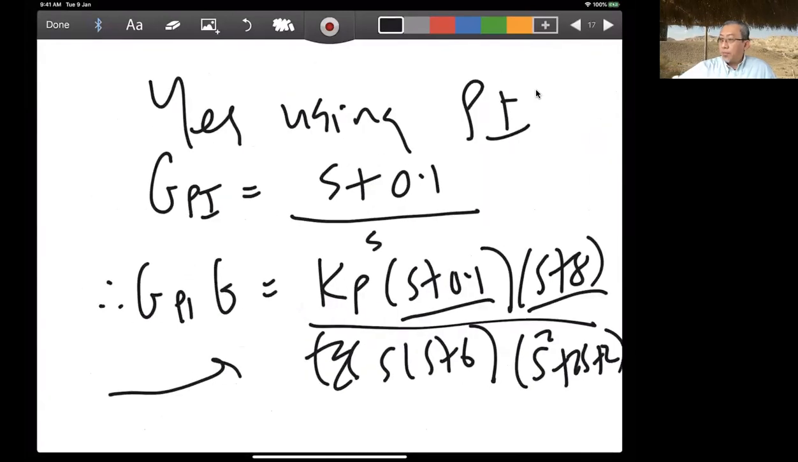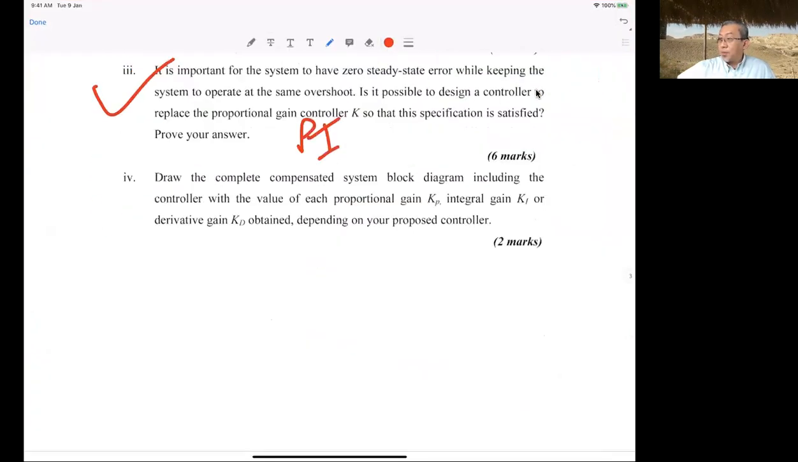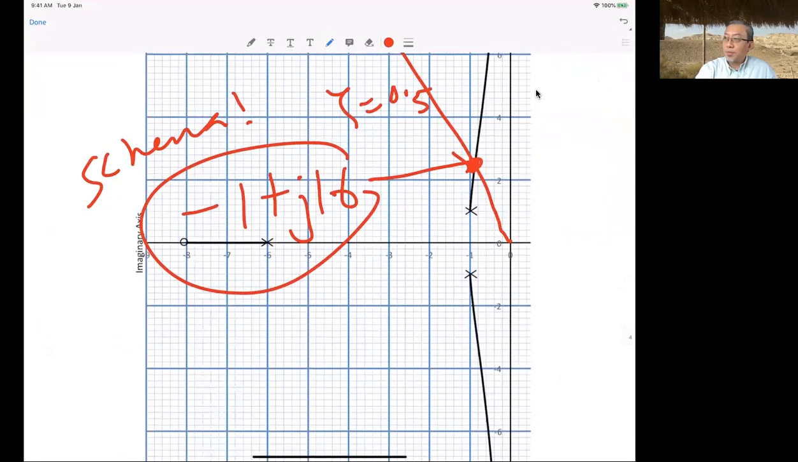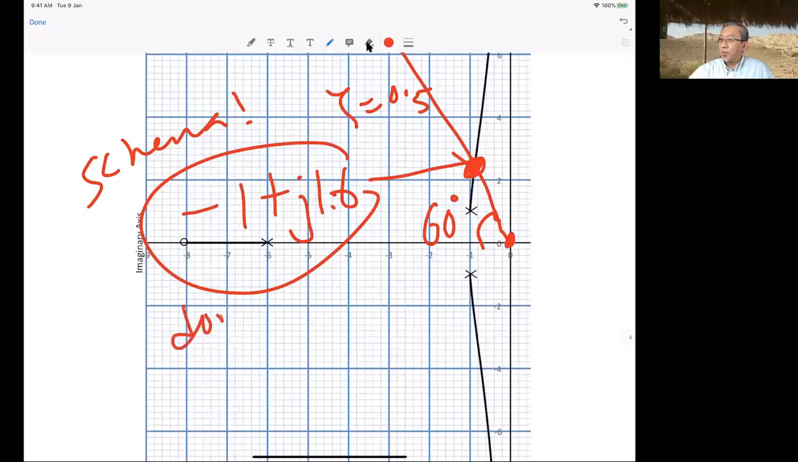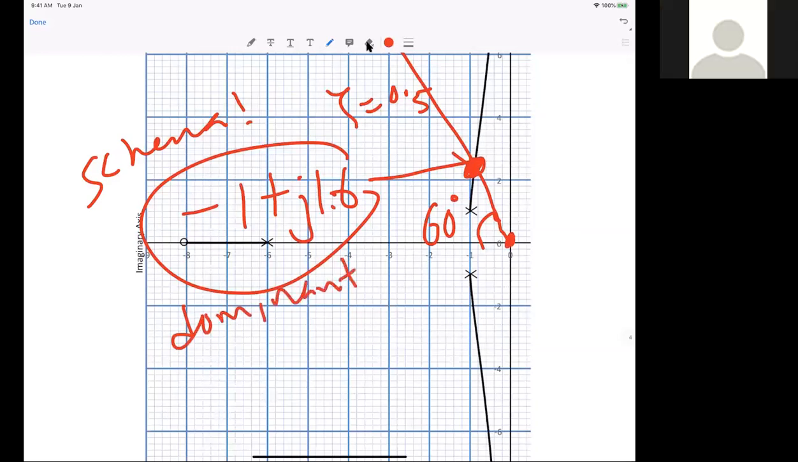Oh, that is in the graph. Okay, this one. So you have to find the 60 degrees, then draw the straight line from the origin. Okay, 60 degrees, then we will cross here at -1 plus minus j 1.6. So that is the dominant pole.